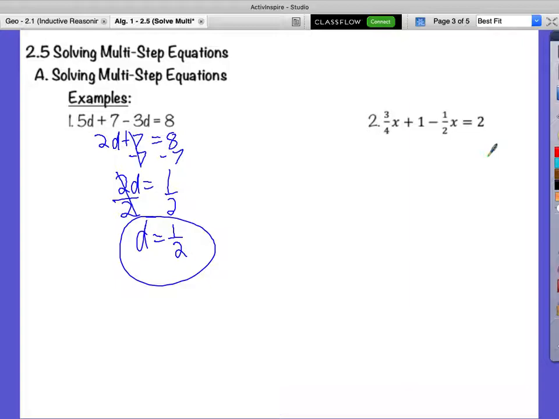So, what's going to be our common denominator? 4. Is this already a 4? No. How do we get there? Multiply by 2. And what do we do at the top? Same thing. So 3/4 x plus 1 minus 2 over 4 x equals 2.